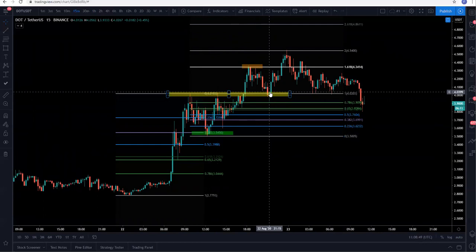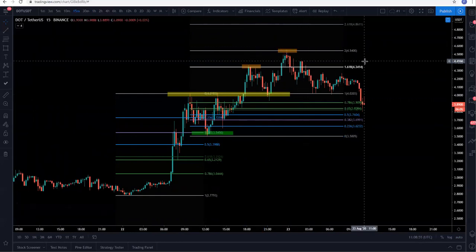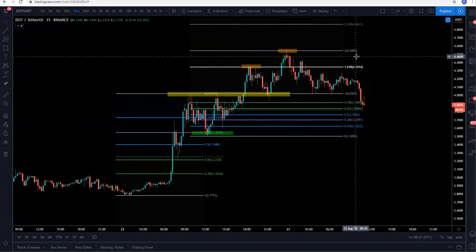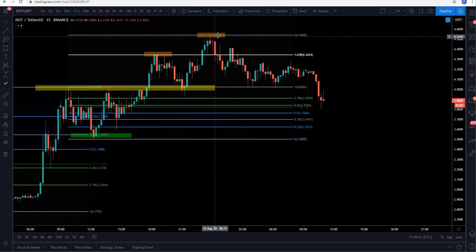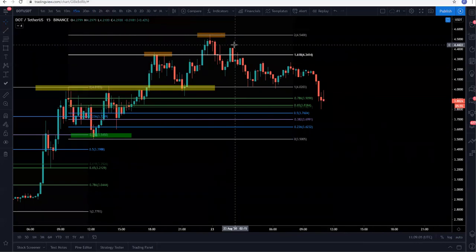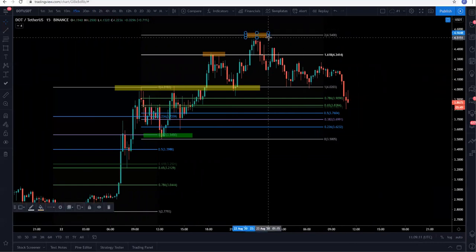Now, what will the next target be? The next target should be the next fib extension, which is 2. It's $4.54. And as we can see, if you put your target here, it is filled. There was a small wick behind this, and then we got the rejection. This is very logical, a typical coin with much liquidity, and it respects TA.